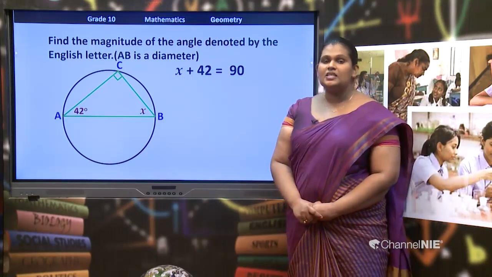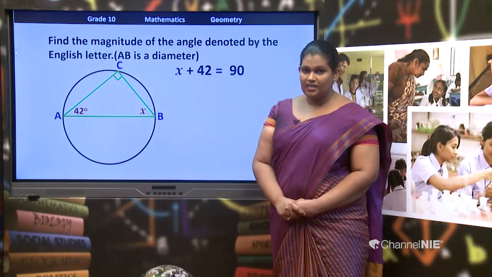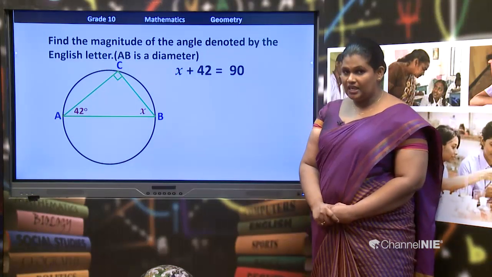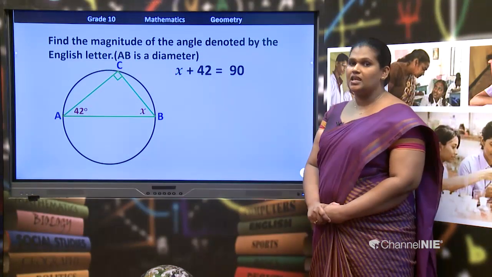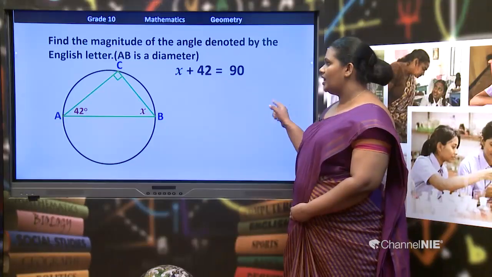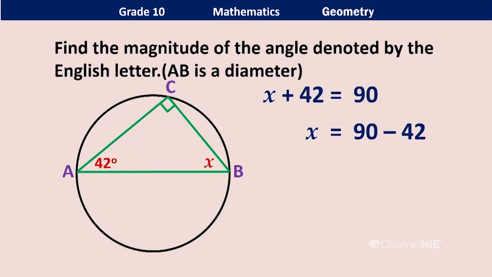So, now it is a simple equation. We can solve it by taking x to one side and taking all the other values to the other side. So, I can subtract 42 from both sides. So, x plus 42 minus 42 becomes x equals 90 minus 42. So, the value of x can be taken as 48 degrees.